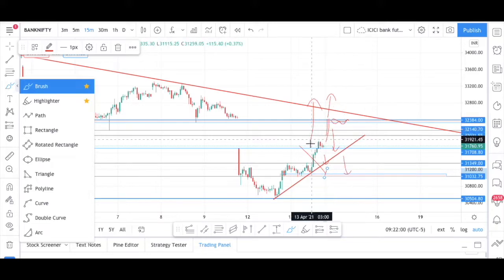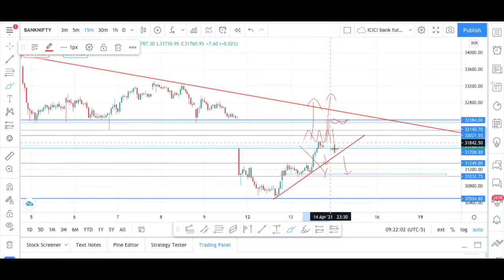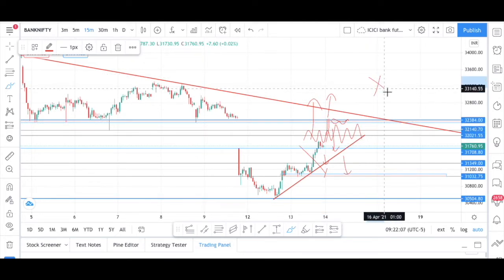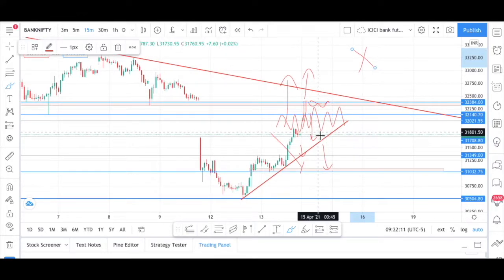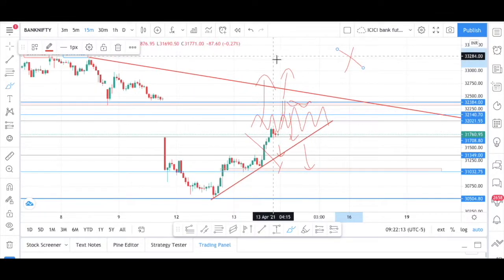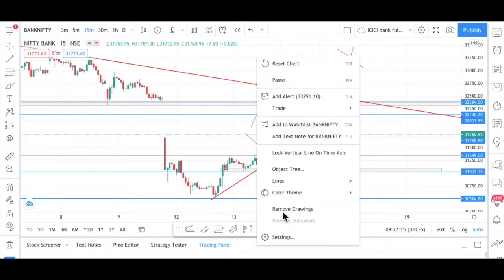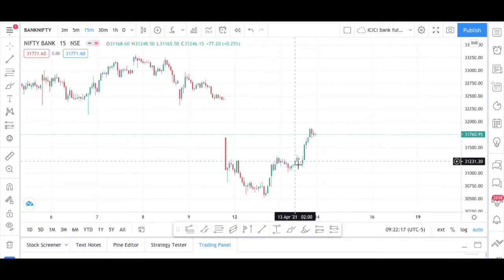Say if we just remain sideways in this range, okay, probably there is no trade for me. I'll just stay out. So all my trading depends on the price action. Let me just clear all my drawings. So all my trading depends on price action.